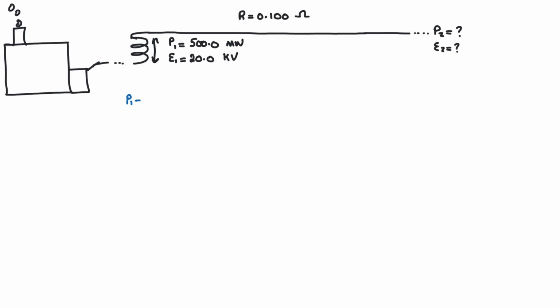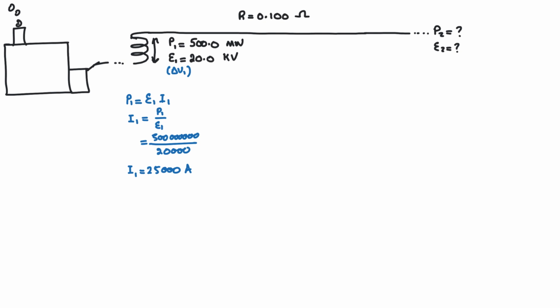We know that power 1 is going to be equal to the voltage rise, or the potential difference there. We can also call this delta V1 if you wanted to, multiplied by the current. This will help us figure out the current, so that's P1 over the EMF. P is 500 million divided by the EMF, which is 20,000, and that would give us 25,000 amps for our current.